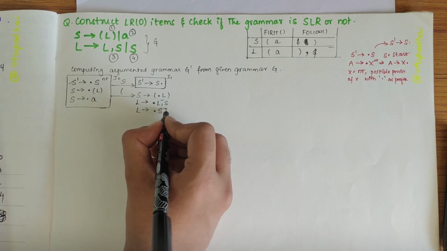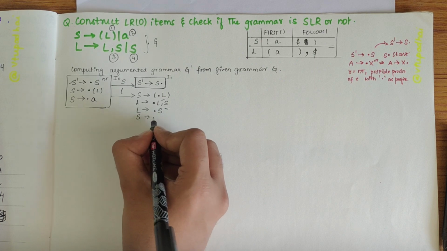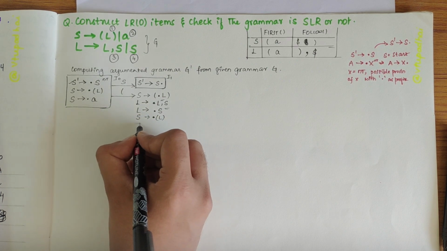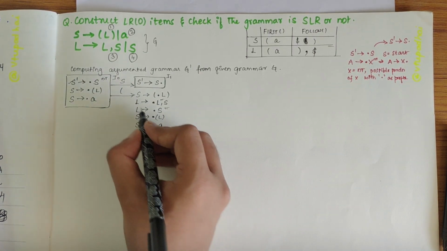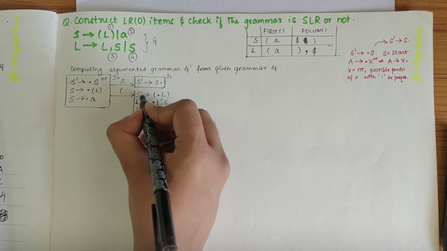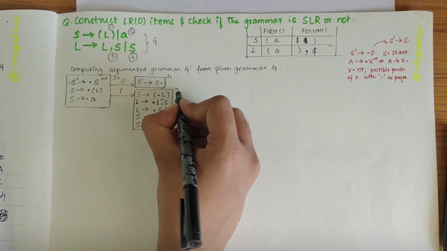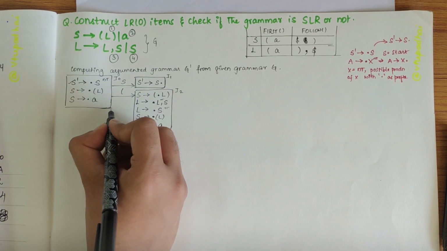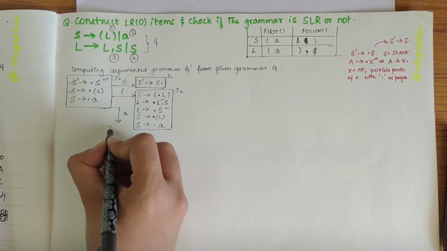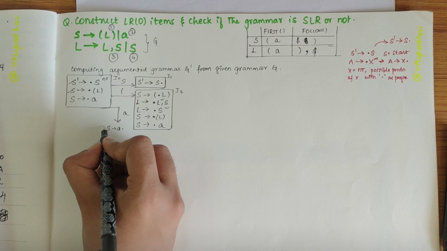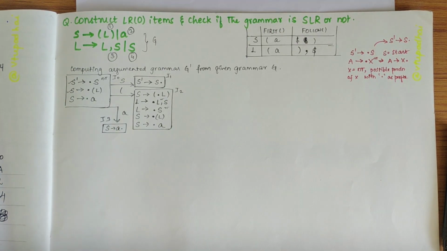Coming to this, S is a non-terminal. I should write all the possible productions of S. So S derives dot (L) and S derives dot A. I have written down all the items here. Let me put them in a box and name it as I2. Next I have A. Over A, I get S derives A dot. I can name this as I3.